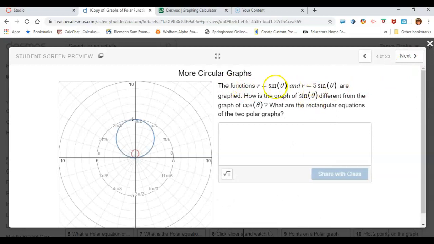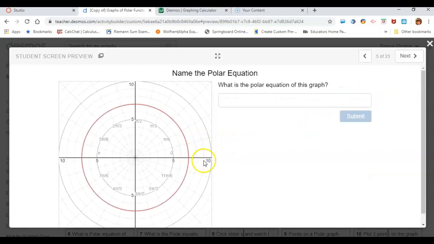Next, we have the sine graphs. Hopefully, they'll notice that it is not on the x-axis, it is on the y-axis, and that this sine theta is 1 diameter and 5 sine theta is also a 5 diameter, and the equations for those graphs are in rectangular form. So now that you've done that, what is the equation of this graph in polar form?